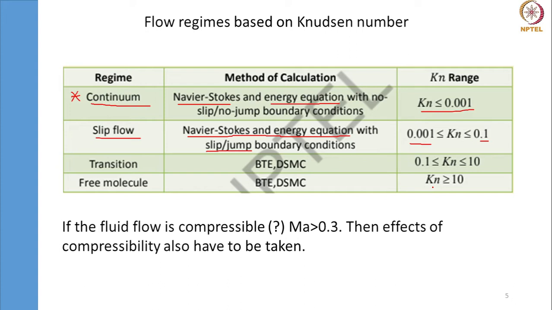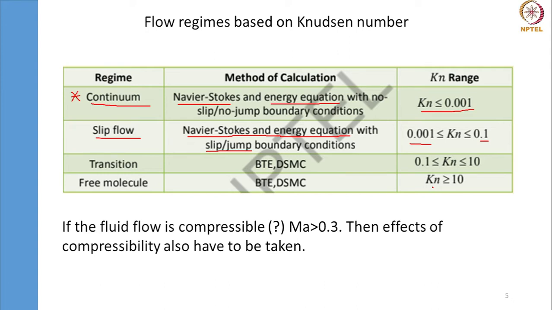Also, under these conditions, if the flow is compressible, that means if the Mach number is more than 0.3, Mach number is also a dimensionless number, which is the ratio of the velocity of flow to the sonic velocity. If that is more than 0.3, then the effects of compressibility also need to be taken into our Navier-Stokes equation and other governing equations.